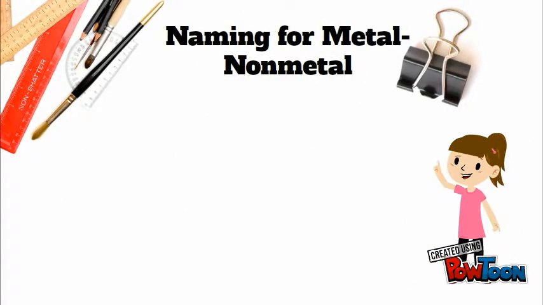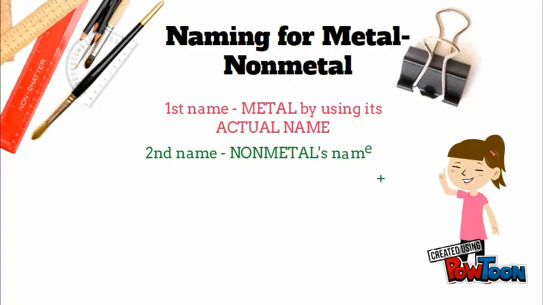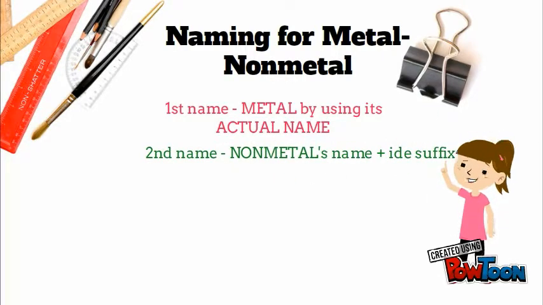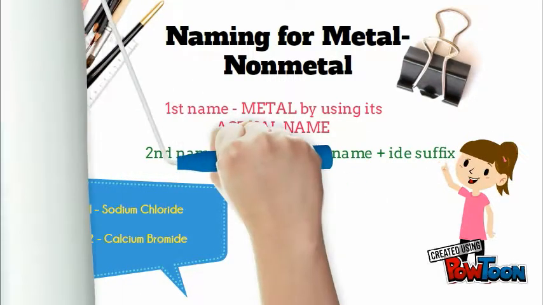In naming a metal with nonmetal elements, the first element should be named the actual name of the metal, followed by the name of the nonmetal. Please note that the name of the nonmetal must end with the "ide" suffix. Here is an example: the NaCl compound, named sodium chloride.